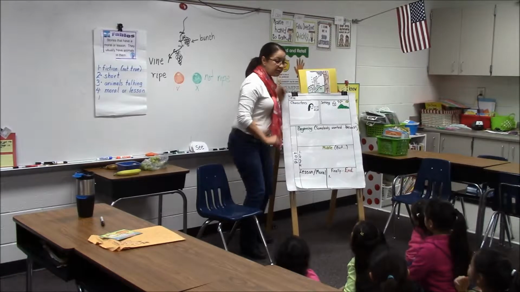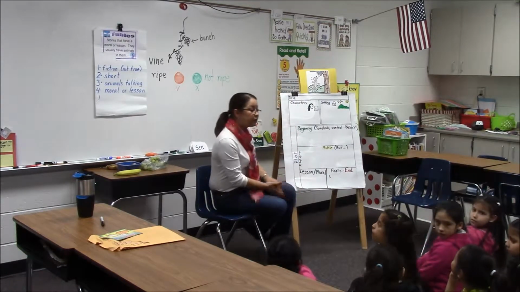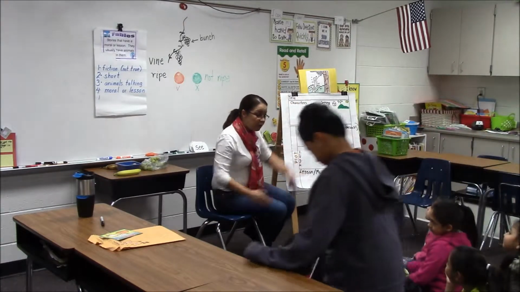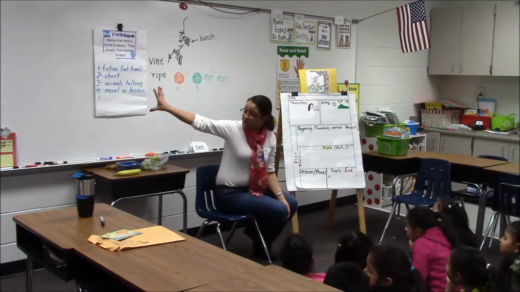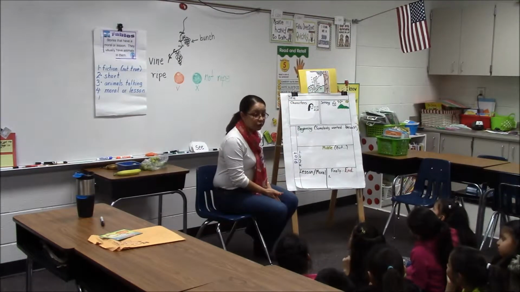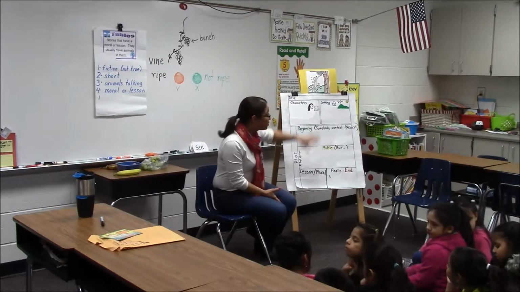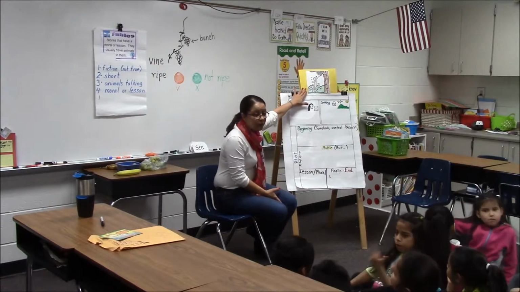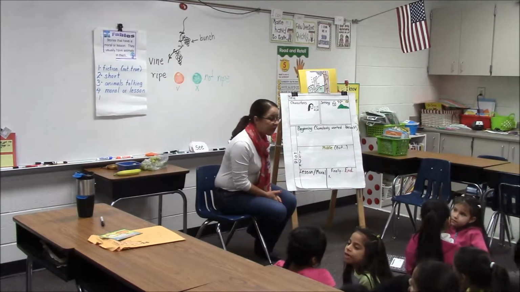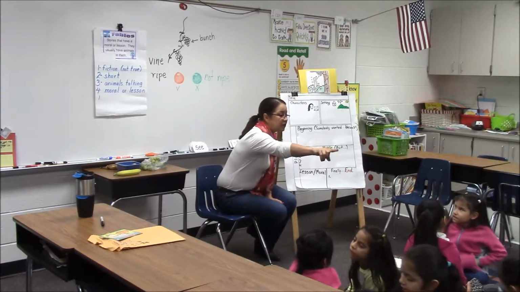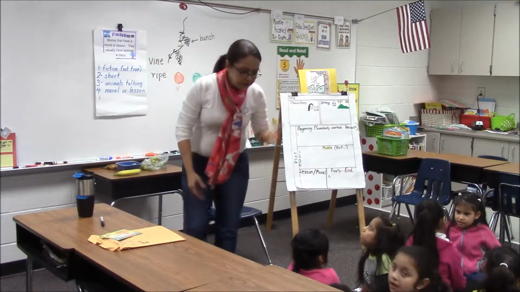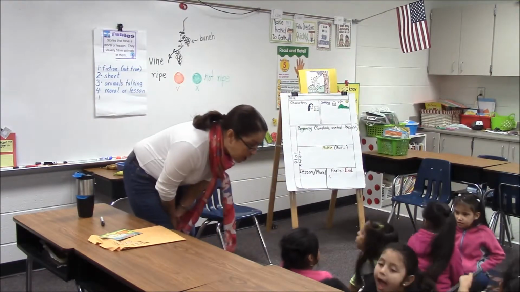Okay, now we are going to make a prediction. We're going to tell what you think is going to happen in the story based on what we know about fables and other fables we have read and based on the pictures. So I want you to turn to a partner and talk about what you think is going to happen in the story. Look at the picture. Anthony, you can go with Jason. I need to hear you talking. Look at the picture and talk about it.